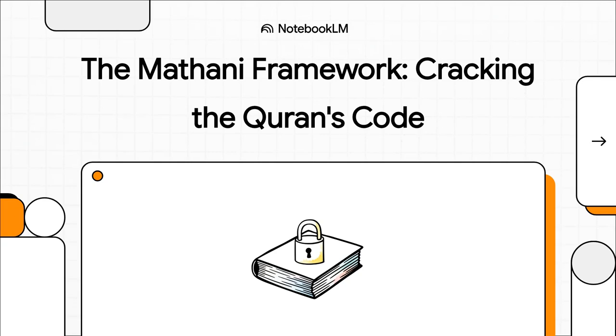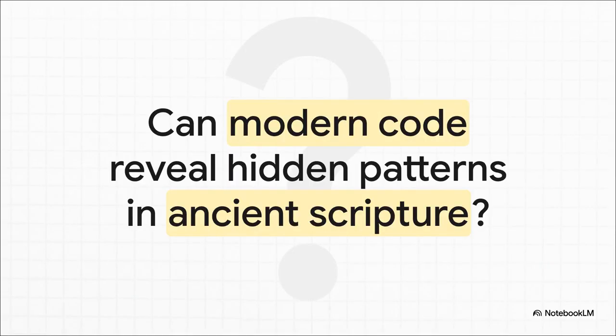Have you ever wondered what happens when you point, say, a computational magnifying glass at an ancient sacred text? Well, today we're diving into a systematic framework that claims to do exactly that, to find hidden numerical patterns inside the Quran. It's a pretty mind-bending question, isn't it? The idea that we can take the logic of computer code and apply it to a text that's thousands of years old, maybe even see it in a totally new light. That's the big question we're going to unpack in this explainer.